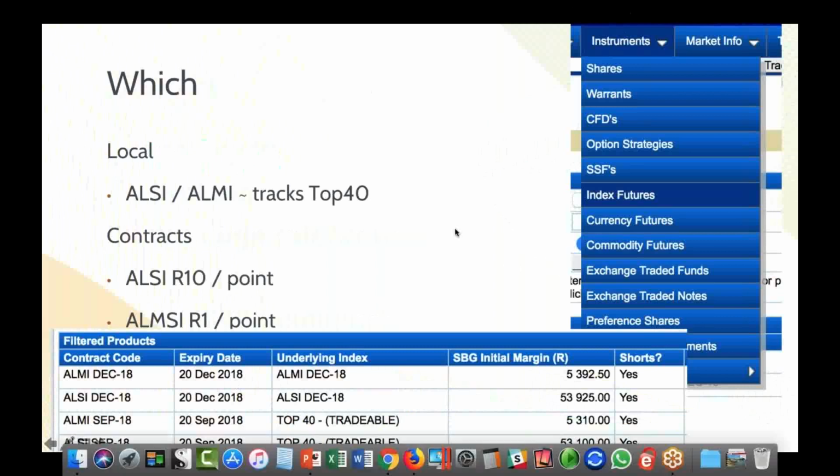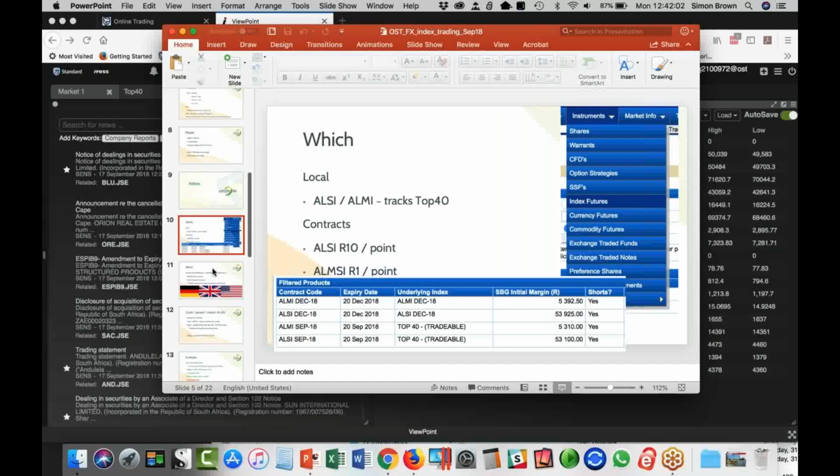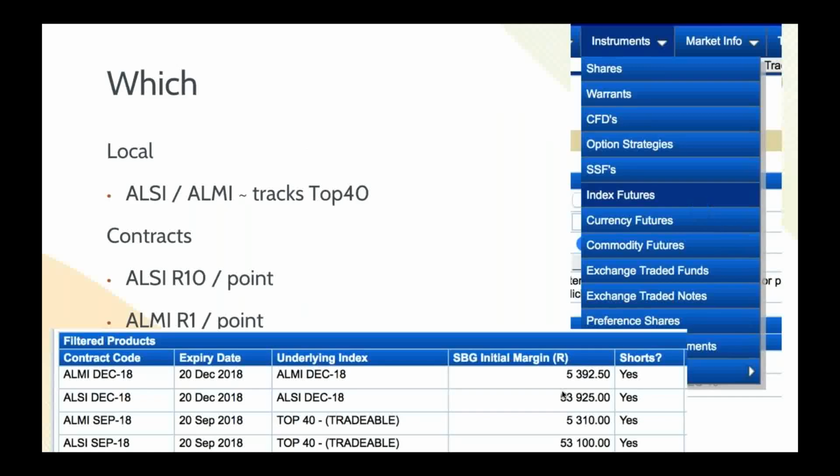Locally, we've got two index futures that we can trade. These are futures contracts. They have expiries. We've got the OMI and the Aussie, and they track the top 40 index. So that's the index of the 40 largest stocks in our market, and they're essentially tracking that. Your two contracts are the Aussie, which is 10 Rand a point, and your OMI at 1 Rand a point. So you can see quite a difference between the two.